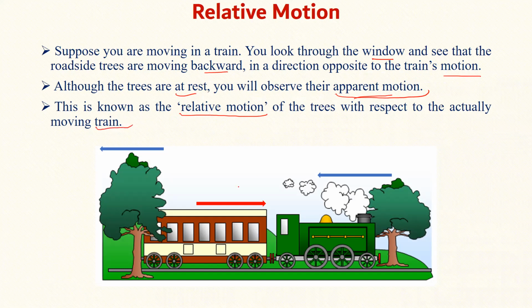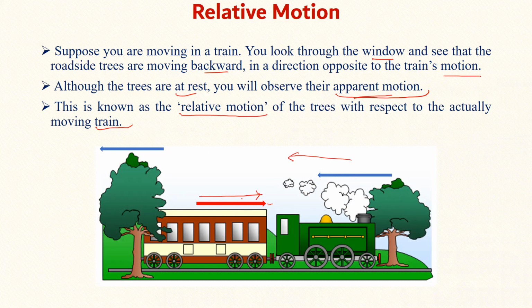Okay, so here there is a train. You can see the train is moving from left to right, represented by this red arrow. And suppose you are inside this train and you look outside, you see the trees outside, and maybe there is a hillock. So the train is moving from left to right, but somebody like you who is inside this train will observe that these trees are moving backward, in a direction which is opposite to the direction of motion of this train.